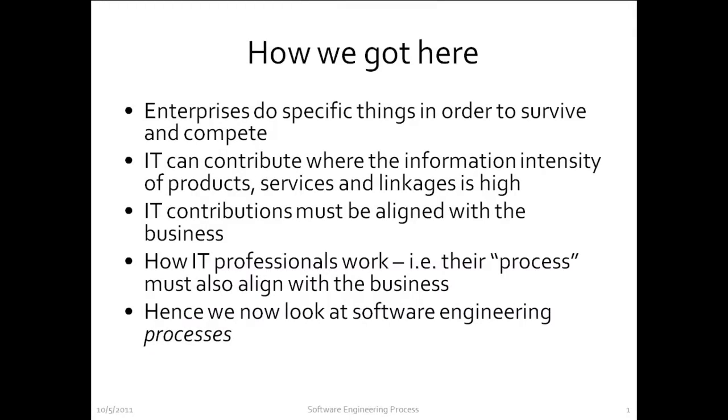Let's start by tying this lecture to what came before. The earlier lectures described how enterprises compete and operate, and showed how information technology can help by applying technology in a manner aligned with the enterprise. For example, by creating targeted applications that improve specific areas of an enterprise's value chain. An important additional aspect of alignment is the process that the IT organization follows in applying technology to the business. So we now look at what processes are and what alignment means with respect to processes.